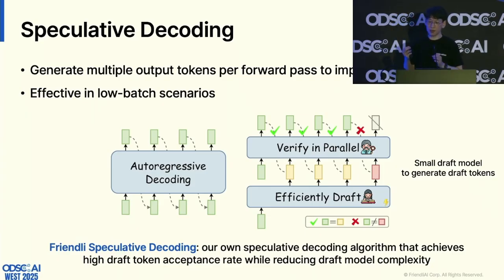The key trade-off here is between how many of those draft tokens get accepted and how much compute it takes to generate them. There are a set of draft models people are proposing, and it's quite actively explored at the moment. And for us, we have developed a lightweight speculative decoding method with high draft token acceptance rate and low computation complexity.